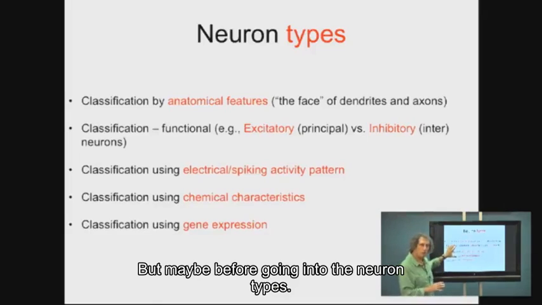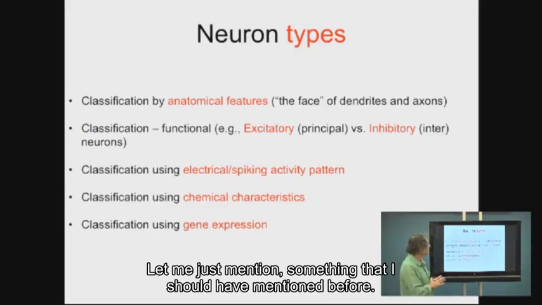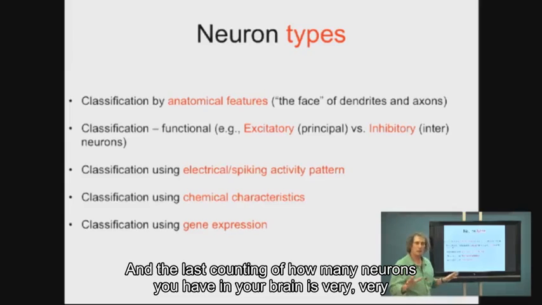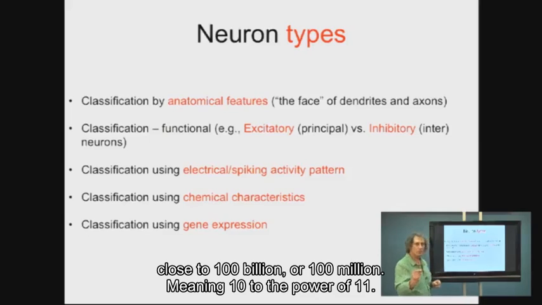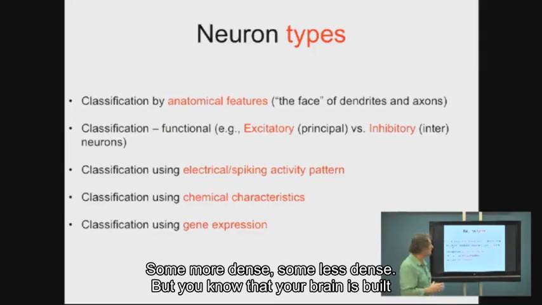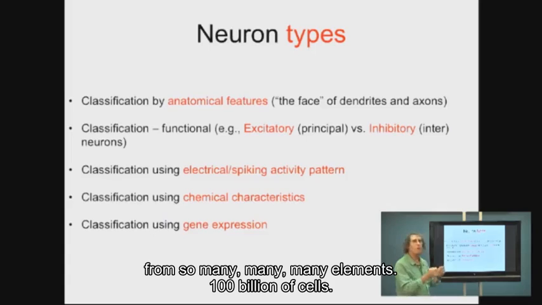But maybe before going into the neuron types, let me just mention something that I should have mentioned before, that of course in our brain there are so many neurons, and the last counting of how many neurons you have in your brain is very, very close to 100 billion or 100 milliard, meaning 10 to the power of 11. Huge number of cells in very many regions, some more dense, some less dense, but you know that your brain is built from so many elements, 100 billion of cells.